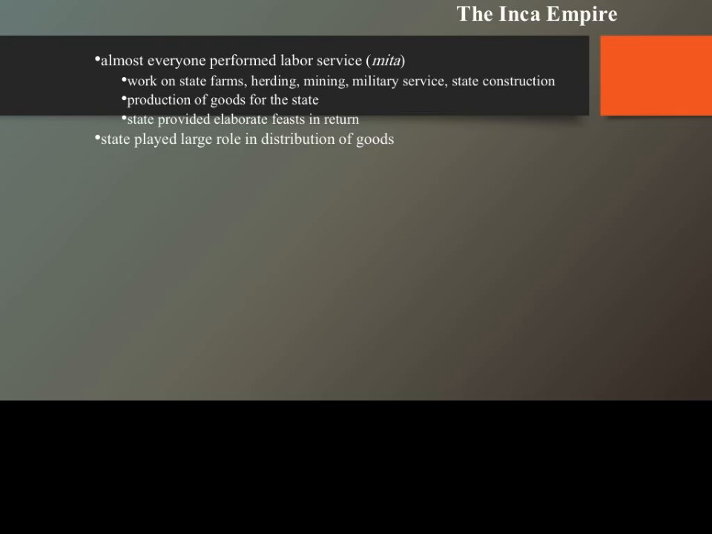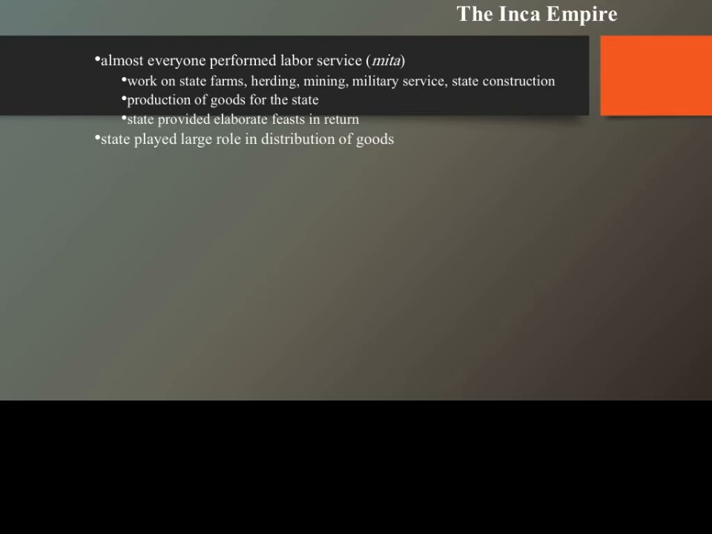And almost everyone was required to perform labor service, or what's known as mita. The Inca did not require human tribute for sacrifice like the Aztecs did, but they did require a work tax, if you will, and that's what the mita was. Some women were taken from their homes. They were raised as elites, and they even got married to Incan officials. And so some of the things that they did were work on state farms. They'd herd, mine, provide military service, or even state construction.